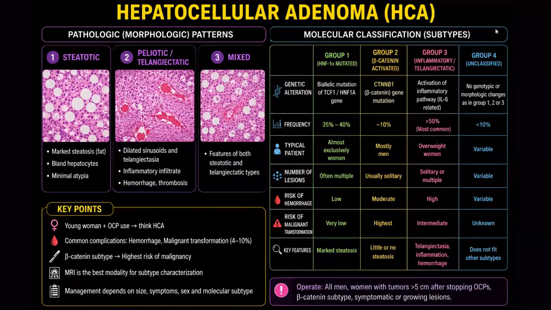So the key points when it comes to liver cell adenoma, and all of these are exam questions as well. Young woman with oral contraceptive use, you are looking at group 1 steatotic type of hepatocellular adenoma. Common complications in beta-catenin type is highest risk of malignancy. Hemorrhage is highest in telangiectatic type. MRI is the best modality for subtyping, and we will see imaging features in the next slide. Management depends on size, symptoms, gender, and molecular subtype.